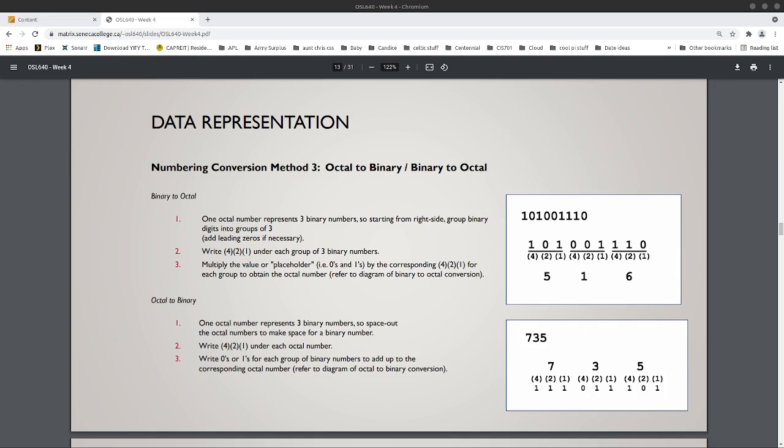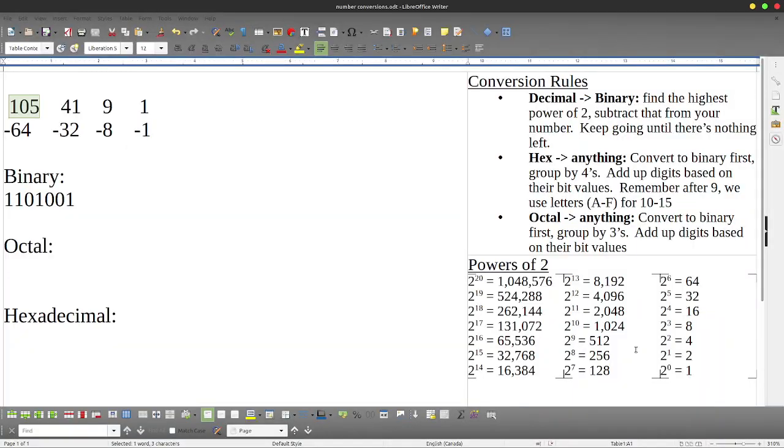So octal to binary and binary to octal are pretty easy. If we're going binary to octal first, you group your bits by 3s, and then you assign the values 1, 2, 4, and add them up. And if you're doing the reverse, you just break these down into groupings of 3 bits, and then write in appropriate 1s and 0s. So let's take a peek at that.